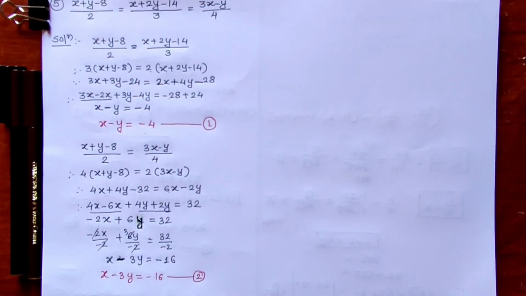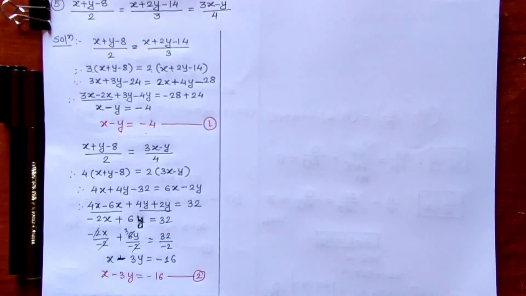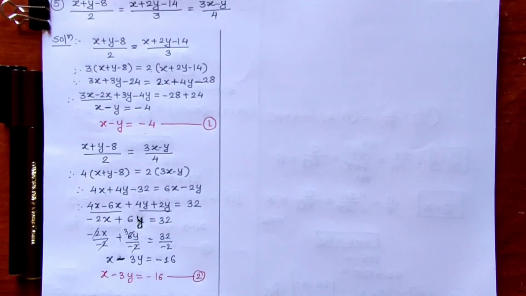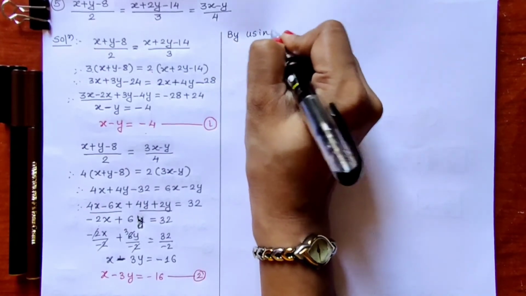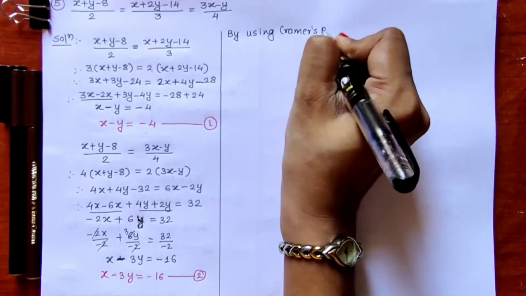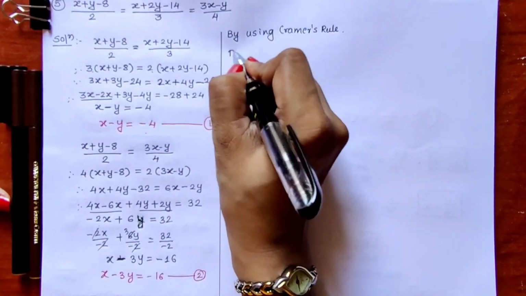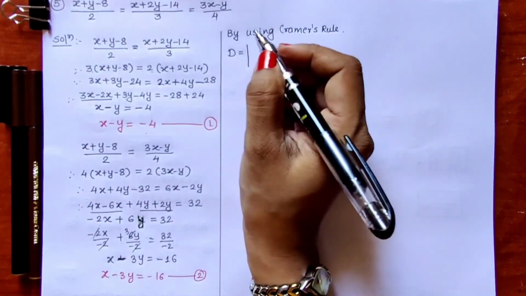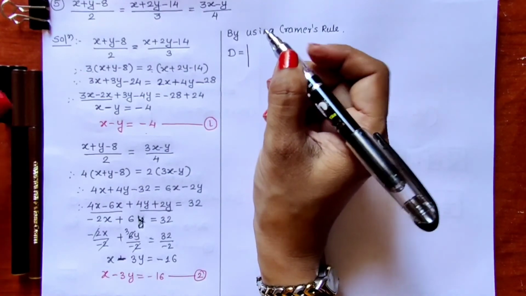Now we can solve by applying Cramer's rule. Now it has become easy to apply Cramer's rule. Yes, so by using Cramer's rule, first we have to find D. D means A1, A2, B1, B2. A1, A2 means coefficients of x and B1, B2 means coefficients of y.